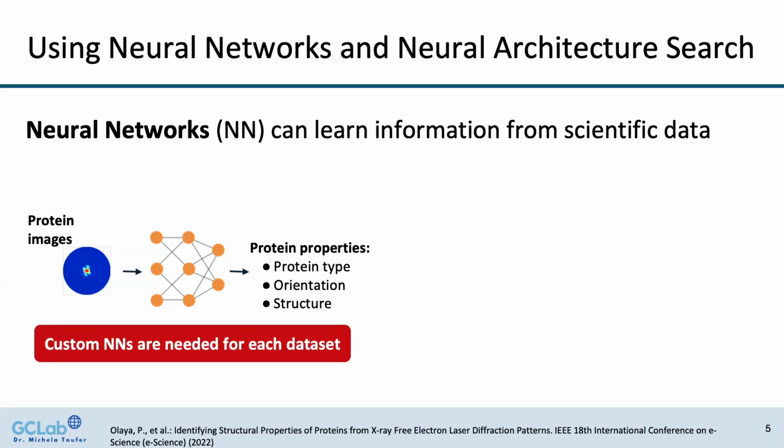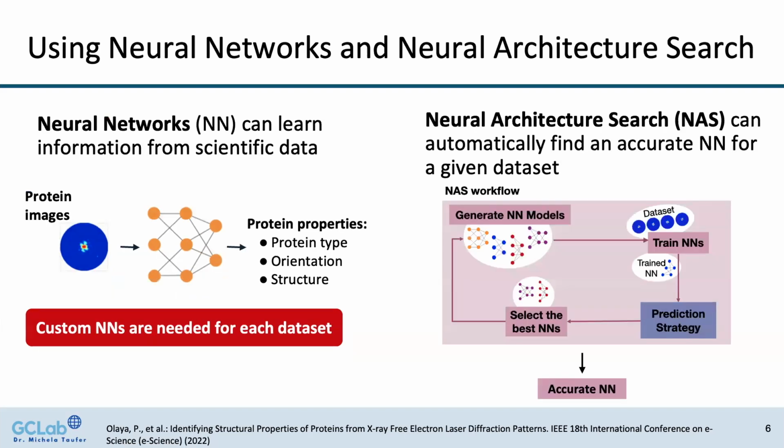But here's the challenge. We usually need custom neural networks for each dataset, and as it is usually said, there's no one-size-fits-all model. So figuring out the right neural network or the right architecture and the training strategy that actually works well for a specific dataset is something that is not trivial. To tackle this challenge, we can turn to Neural Architecture Search, or NAS for short. These are algorithms that can automatically discover neural network designs that may or may not work well for specific datasets.